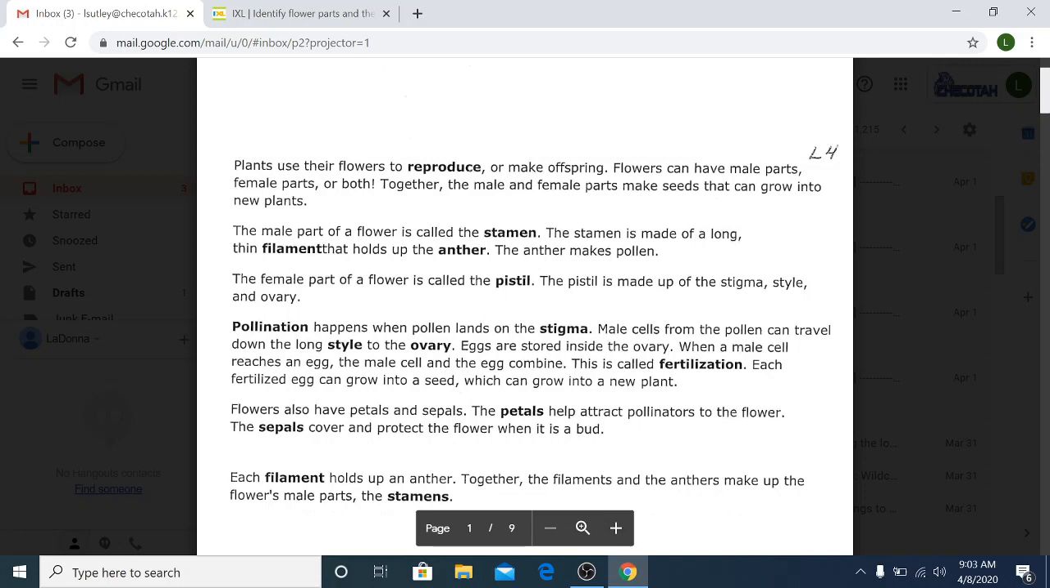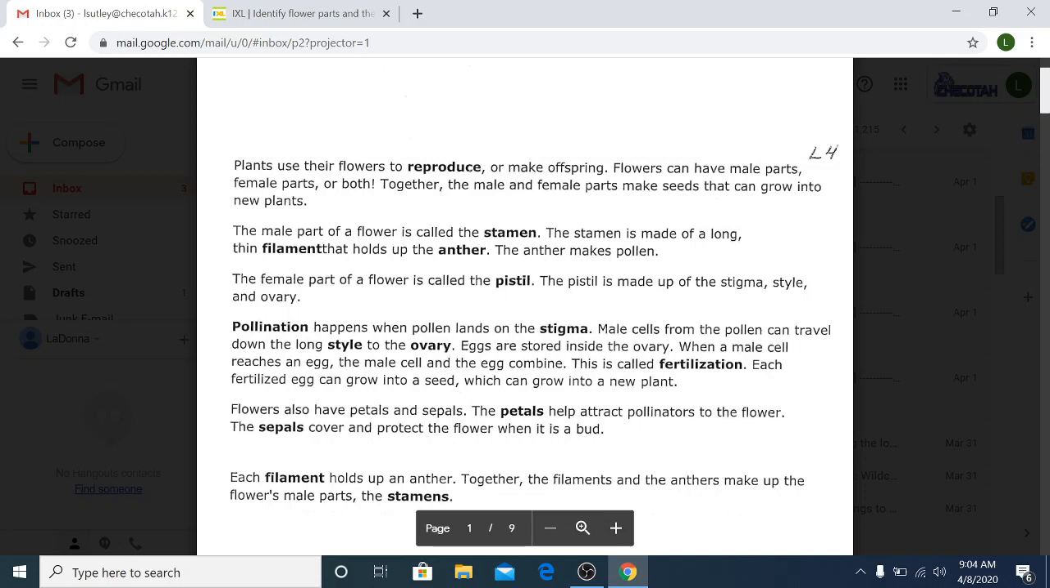The male part of a flower is called the stamen. The stamen is made of a long, thin filament that holds up the anther. The anther makes pollen. The female part of a flower is called the pistil. The pistil is made up of the stigma, style, and ovary.